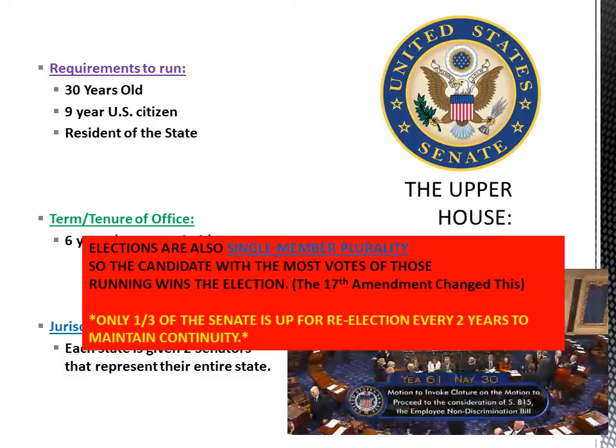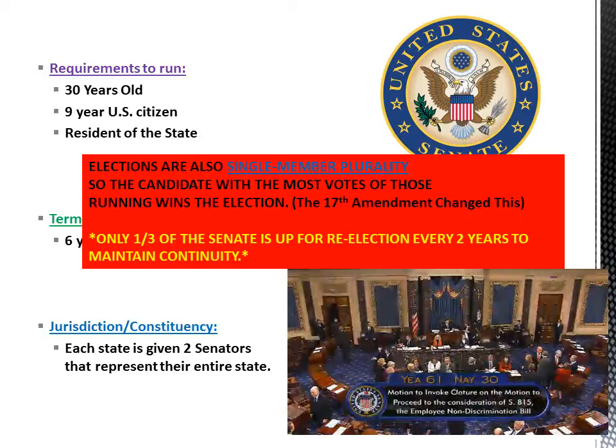regardless of its population. Much like the House of Representatives, each senator is selected by a plurality. If they are the candidate with the most votes of all those who run, they become that state's senator. This was changed in the 17th Amendment, as senators used to be selected through a more elitist process. It is also important to remember that only 1/3 of the 100 senators are up for re-election at a given time, that's on 2-year cycles, to try to maintain continuity in the Senate.